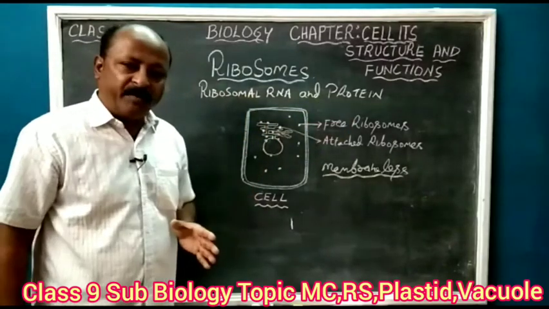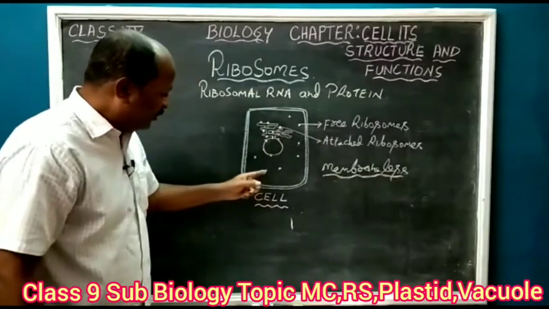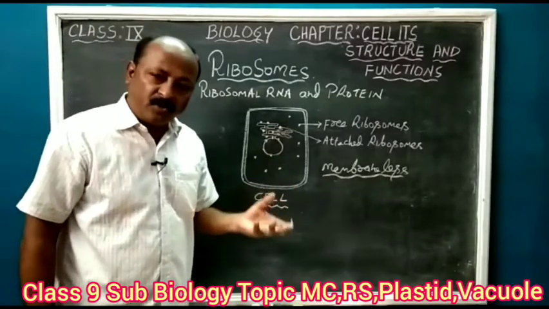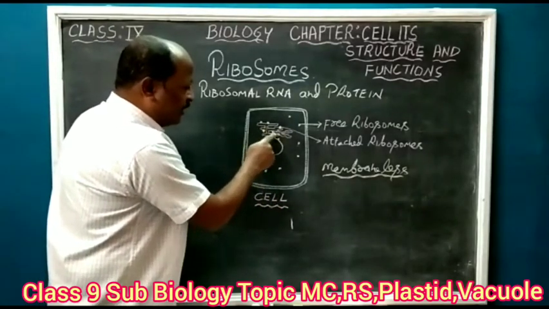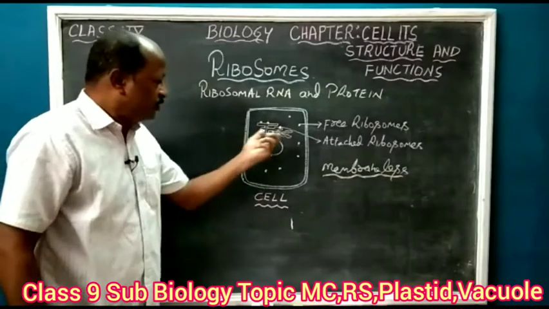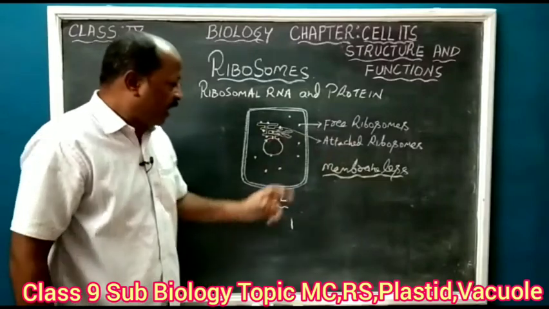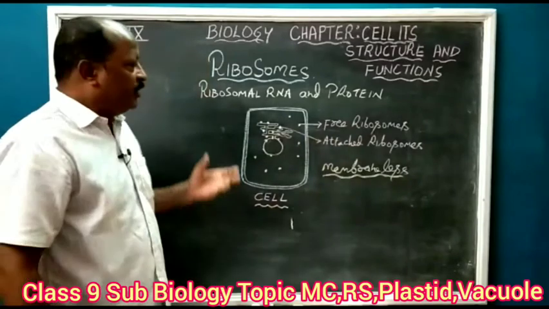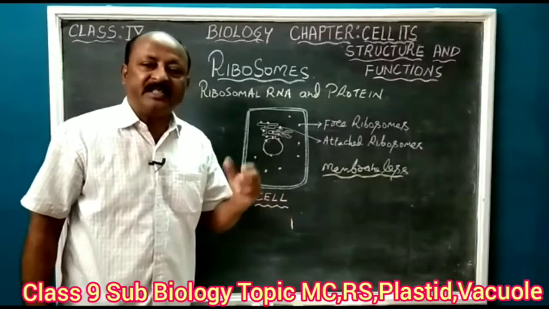So these ribosomes can be found in the cytoplasm as free granules. Like here you can see these are the free granules found in the cytoplasm, or they can also be found attached to the endoplasmic reticulum. So this is the endoplasmic reticulum. Here you can see the granules. These granules are attached to the endoplasmic reticulum. So they are called attached ribosomes, and those ribosomes which are free are called free ribosomes. The most important function of the ribosome is to produce or synthesize proteins.